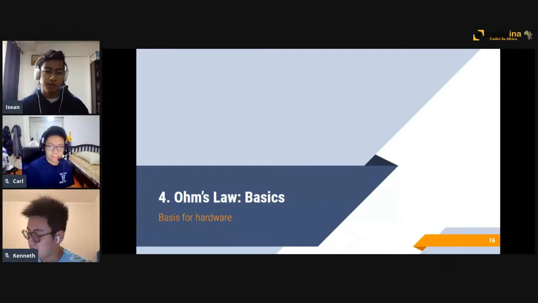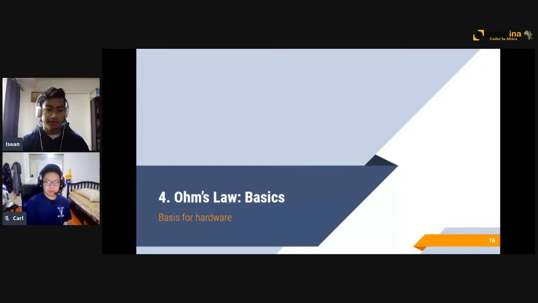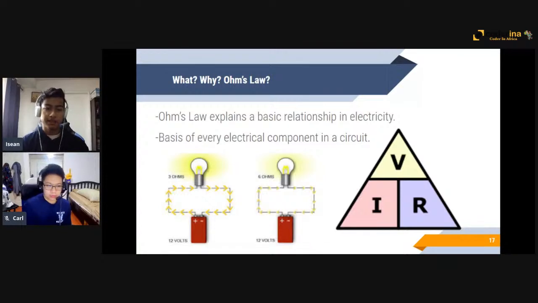I'll now talk about Ohm's law with an example. But the first thing you should know is, what is Ohm's law? Well, Ohm's law explains a basic relationship about electricity. In the bottom right, you can see a triangle, which we'll learn to understand. Understanding this triangle, you could improve the performance of a circuit, or the electrical components within it.